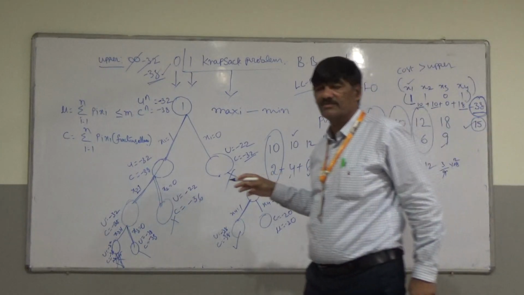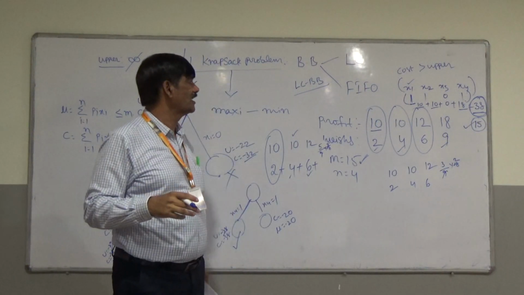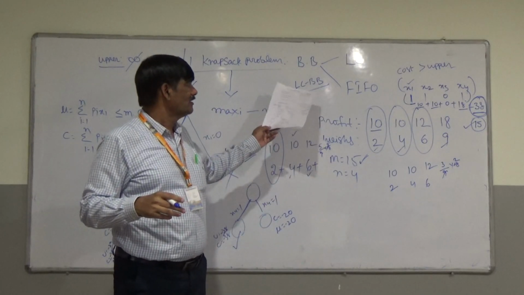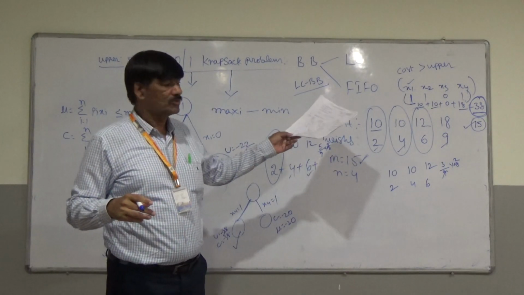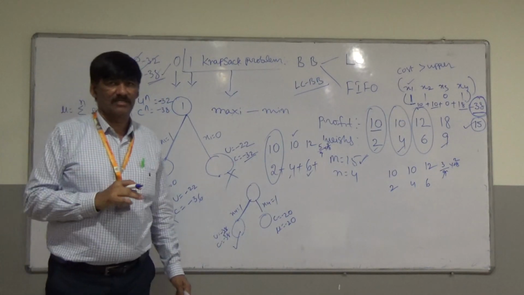So this is about the 0-1 knapsack problem using LC branch and bound. Similar to that, there is also the FIFO method. For that, some conditions are also there. So we will discuss that in the next class.